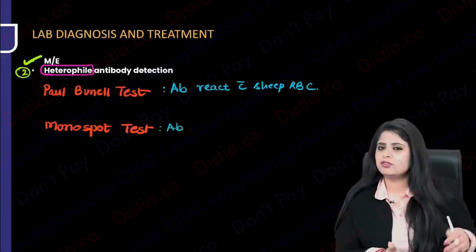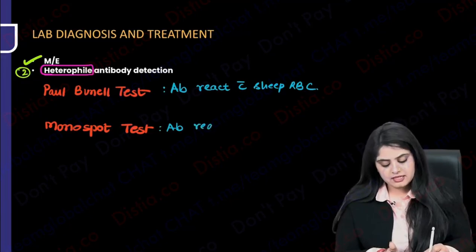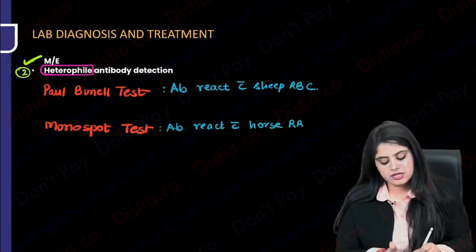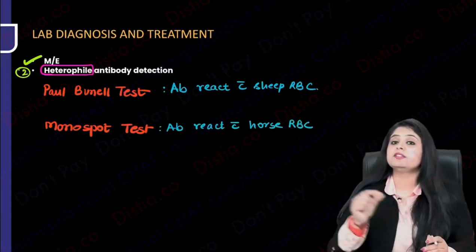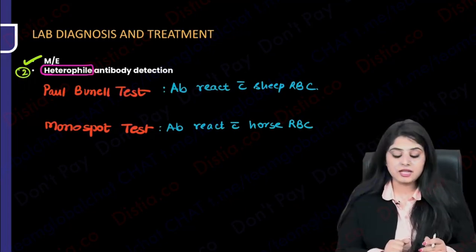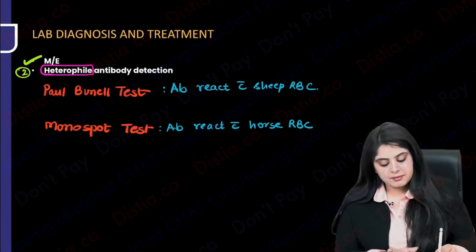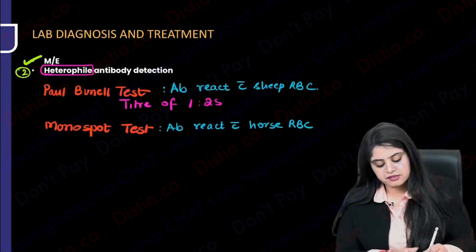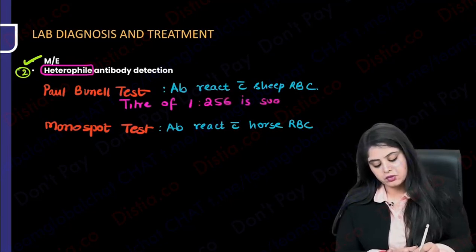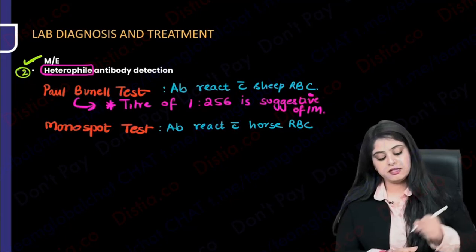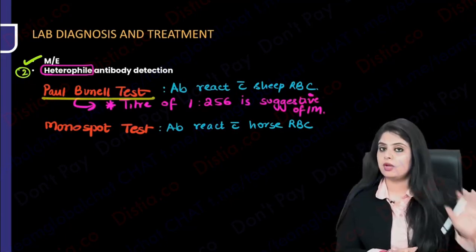Monospot test, it's also a modified version of it. The antibodies are going to react with horse RBCs. So sirf species is changing, otherwise the concept is the same, that with some other species RBCs, antibodies are reacting. Now, for some people who like to study a little extra, remember that in a Paul Bunnell test, it is said that a titer of 1:256 is suggestive of infectious mononucleosis. A titer of 256 is suggestive of infectious mononucleosis. Let me tell you, Paul Bunnell thoda purana hai.